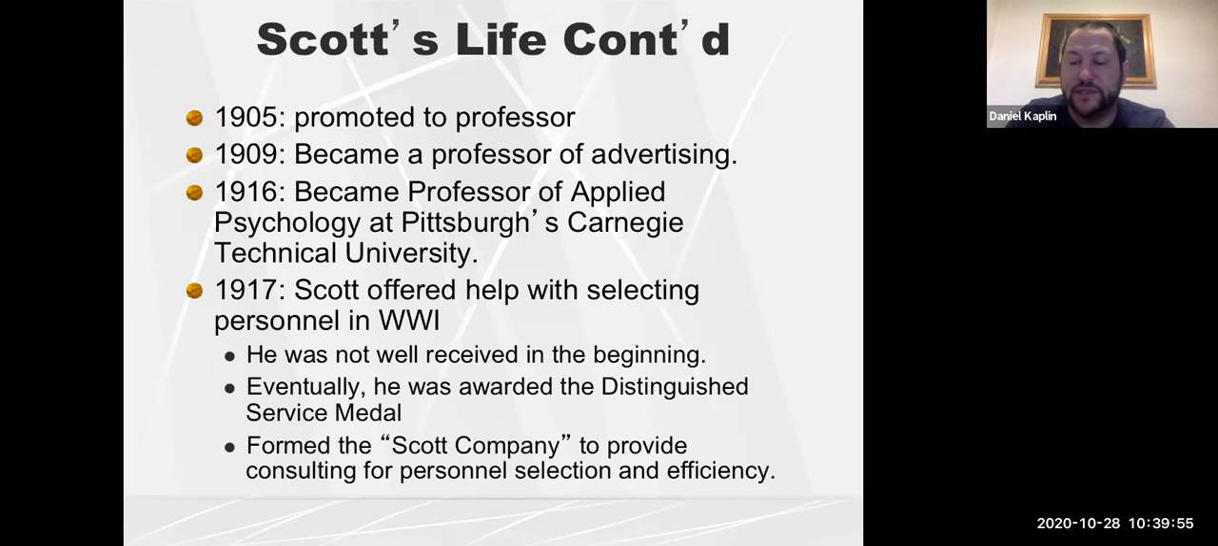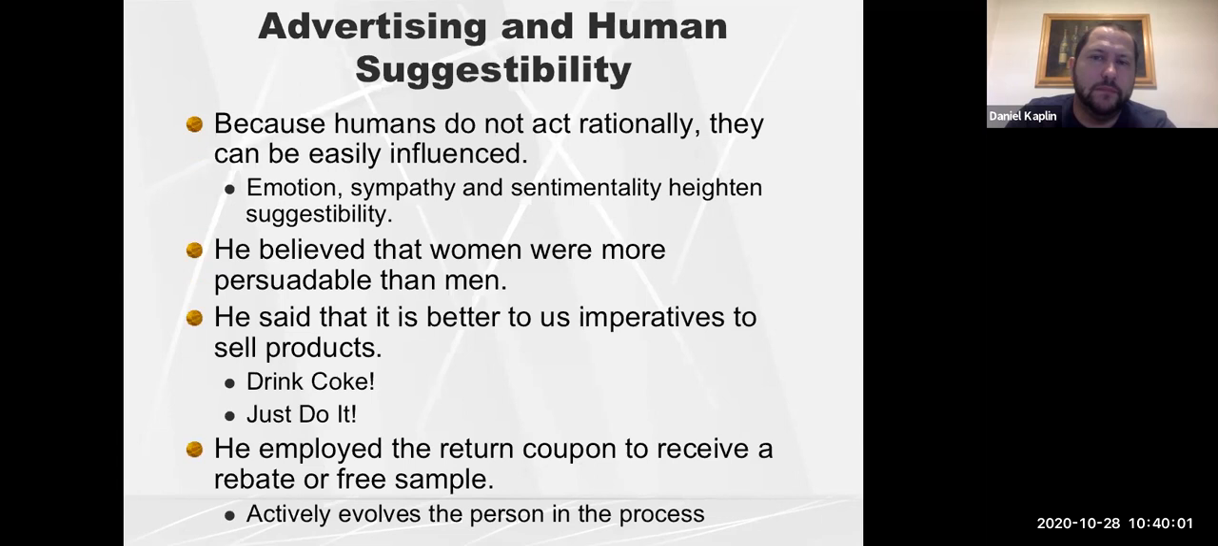So some interesting findings that his research led to. He believed that because many humans don't act rationally, they could be influenced. So if you talk to their emotions or you garner sympathy or you work with suggestible people, then people are more likely to buy things. So if you have an emotional hook or sentiment, people become more suggestible. He also felt that women were more suggestible or persuadable than men at that time. He discovered that if you give people commands or use the imperative, they actually do it.